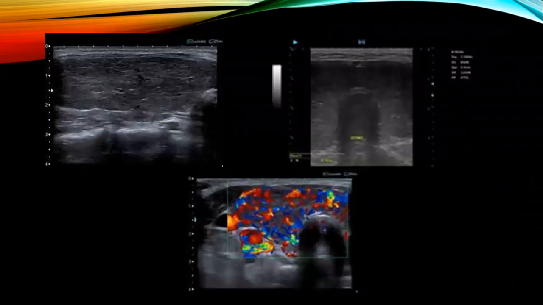So these are images also showing our diffusely enlarged gland on longitudinal section and on transverse section. Both thyroid glands are enlarged, including the isthmus. Then this is the thyroid inferno on color Doppler.